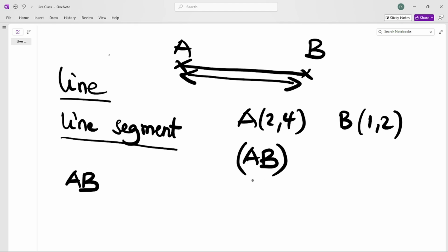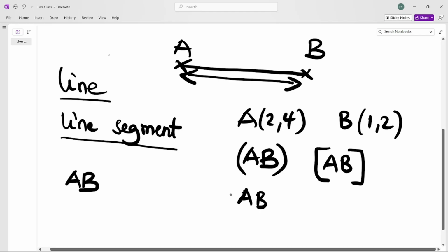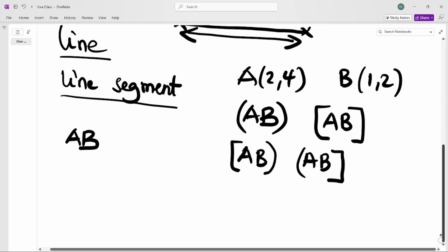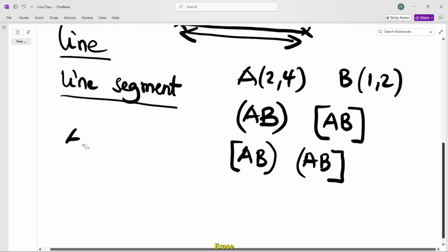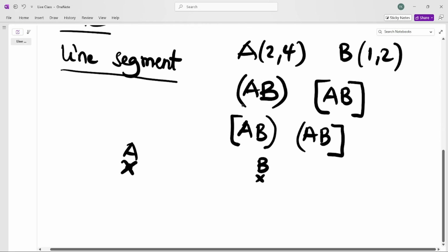And I put it in brackets like this. And I also draw AB like this, and I say AB like this, and like this. So how do we draw these things? I'm going to assume that the values are not given, but let's say we have 2 points, A and B. So I have point A and then point B. Let's draw the first one.